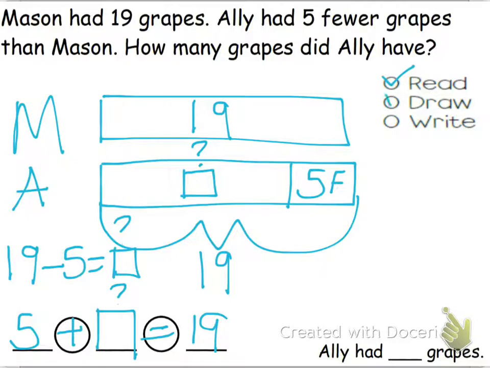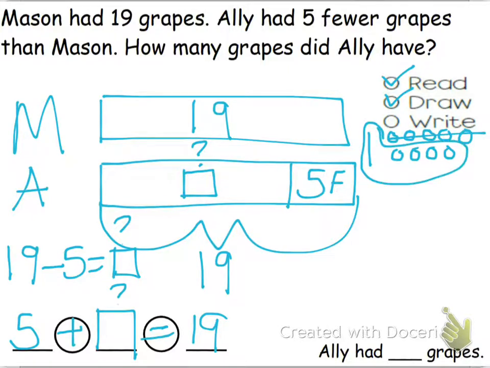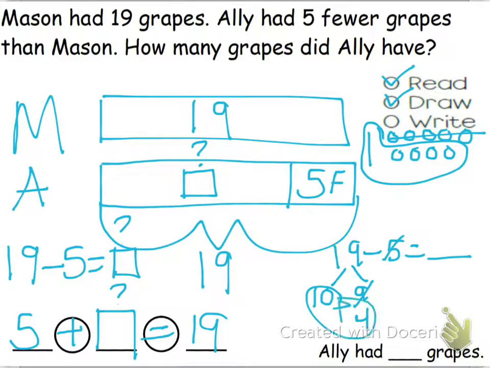So we read and we drew. Now, there's a few things that you could do. You could draw a picture. You could draw 19 and then take away 5 and then circle the rest and count how many you have left. Or you could do a decomposing strategy where you take apart 19 to 10, 9. Take 5 from 9, which is 4. 10 plus 4 equals 14. So we know that 19 minus 5 equals 14, or 5 plus 14 equals 19. So Allie had 14 grapes.